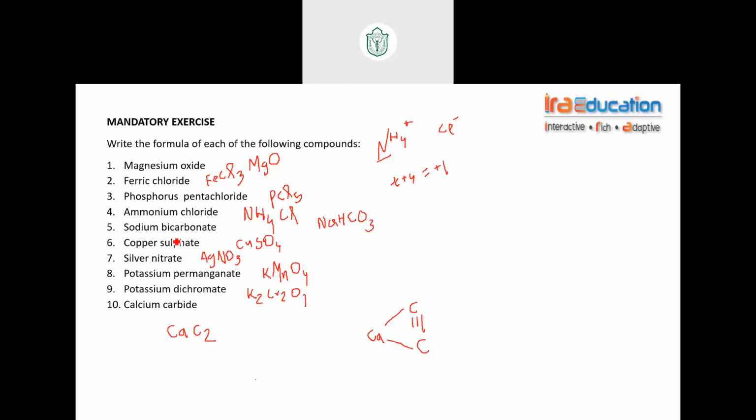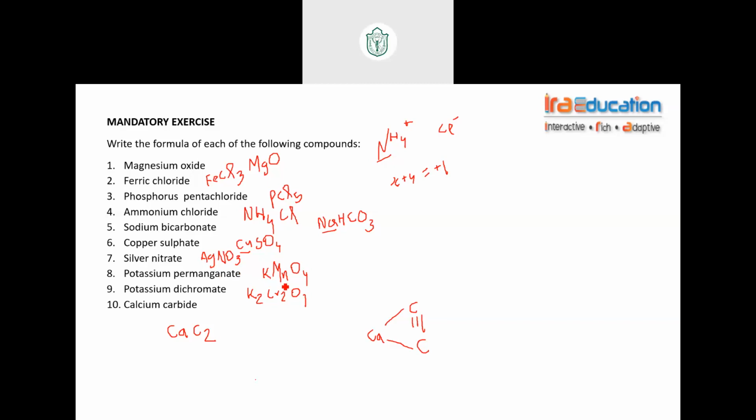Next, sodium bicarbonate. I'm asking for sodium. Direct sodium. We discussed during the rules also. In general, the first group elements always have +1 oxidation number. Copper sulfate. What's the oxidation number for copper in copper sulfate? +2. Very good. And silver nitrate, AgNO3, Ag plus and NO3 minus, +1.